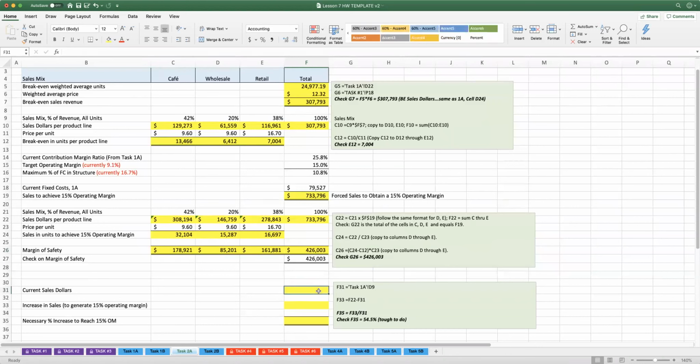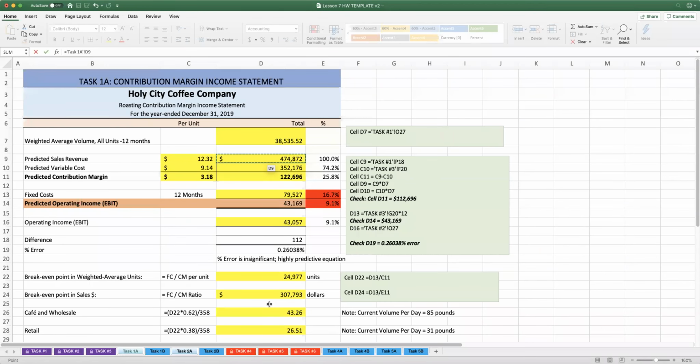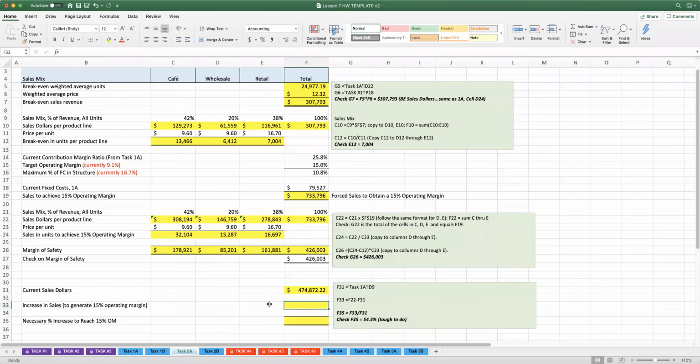Let's go get that total sales we have right now. Sales dollars back here. That's it right there for 2019. That is the number. Okay, so what's that increase? That would be 733 minus this. Okay, maybe a $259,000 increase. What is that as a percent? Take this and divide by the old sales. It's a 55% increase in sales from our current level.